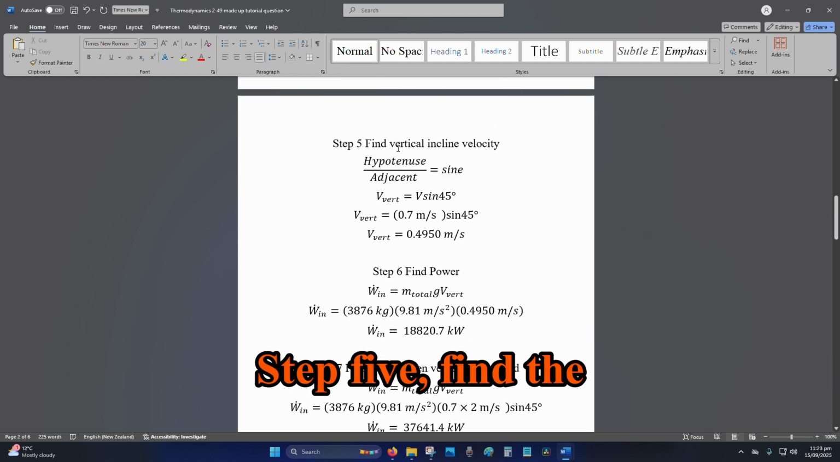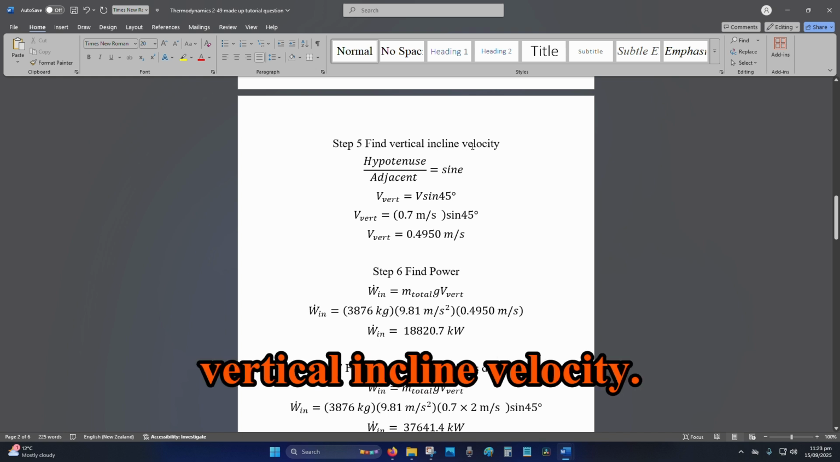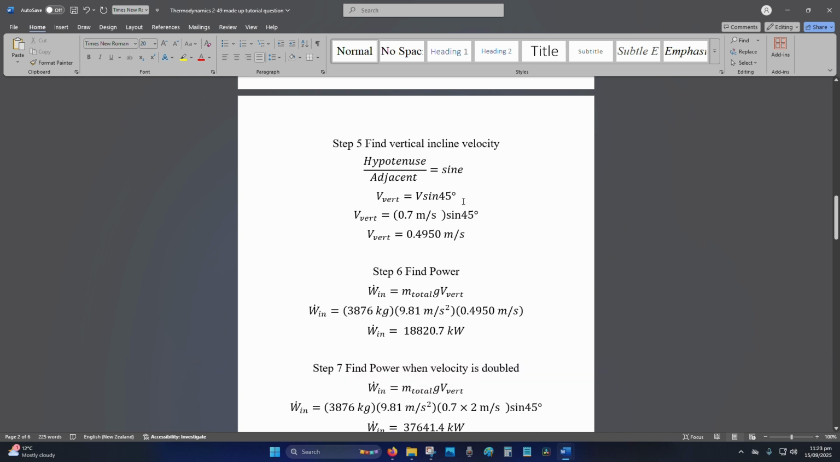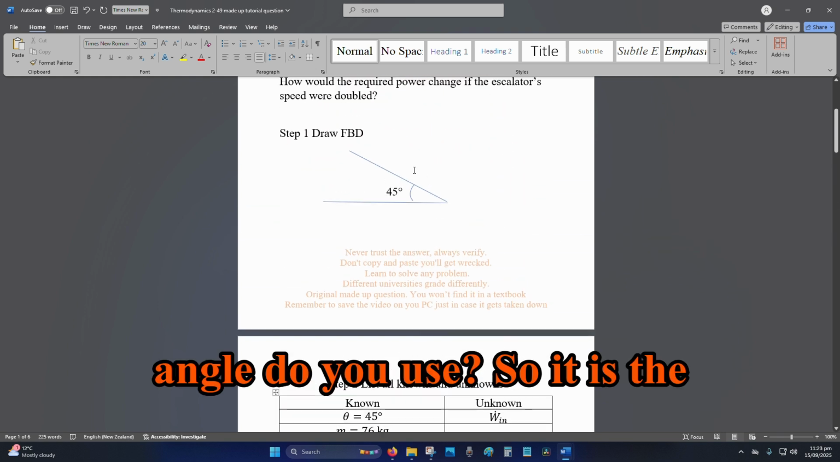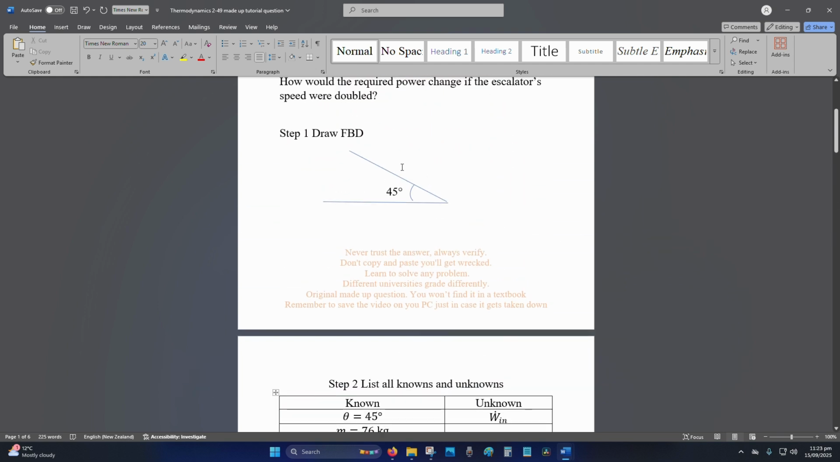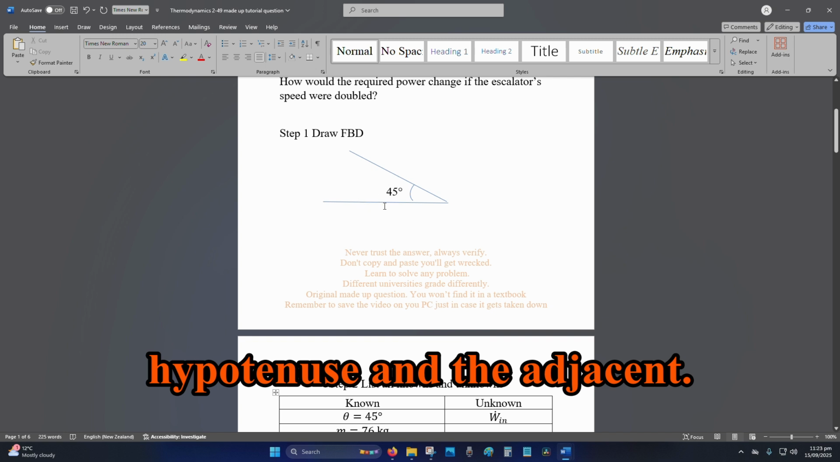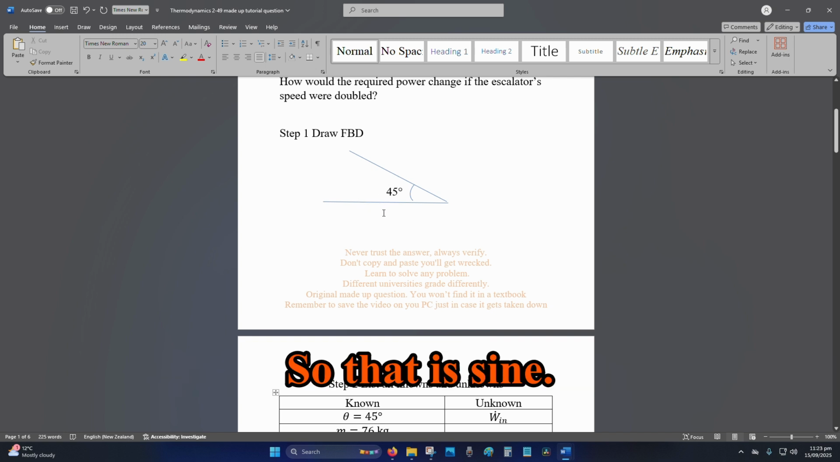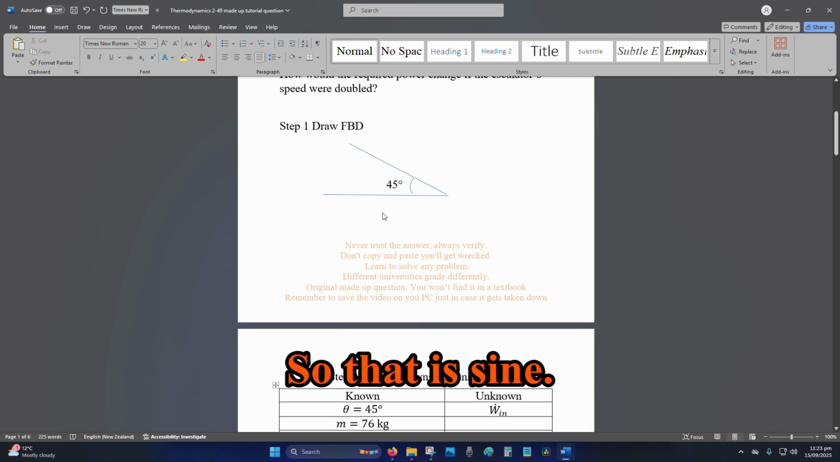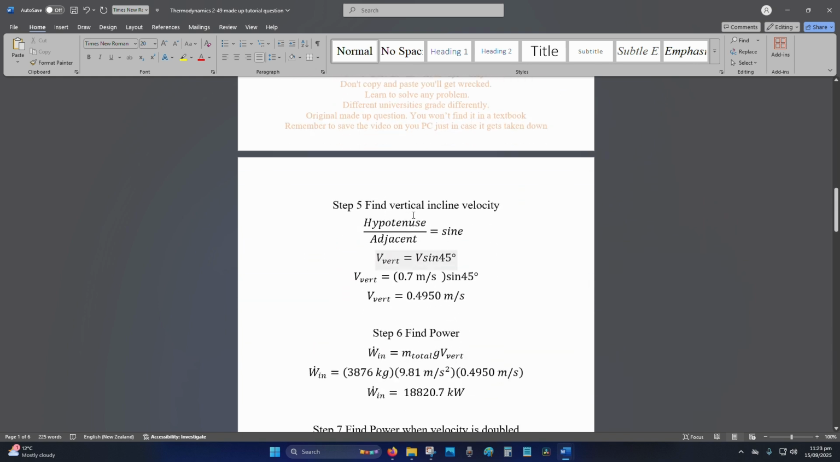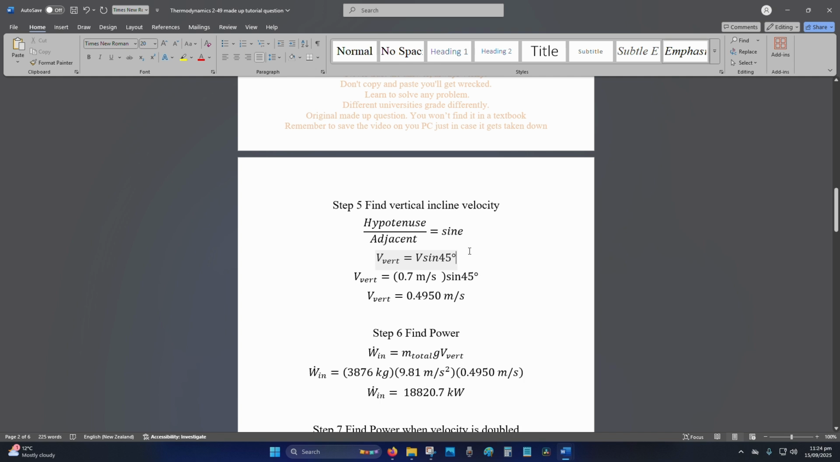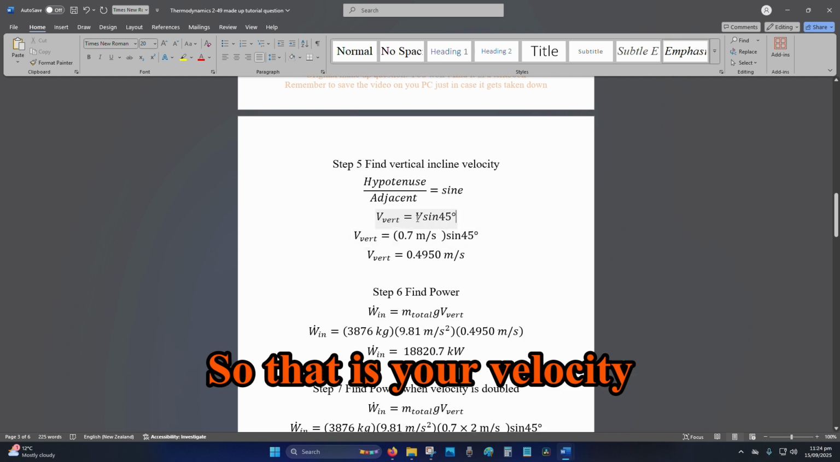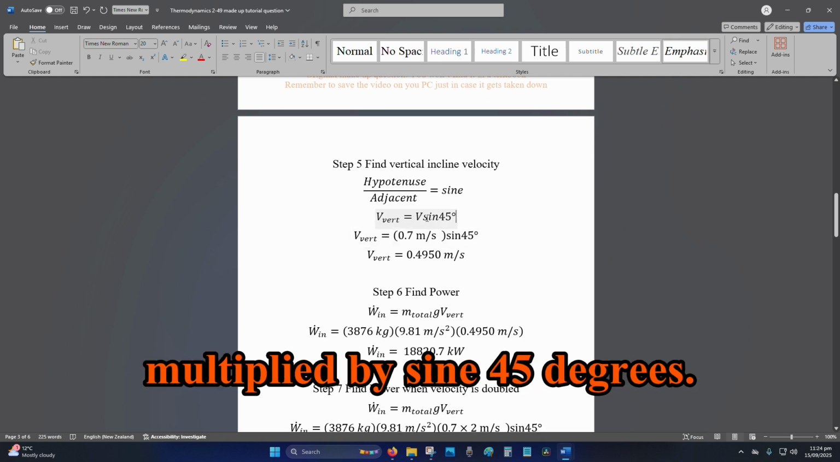Step 5, find the vertical incline velocity. So first of all, which angle do you use? So it is the hypotenuse and the adjacent. So that is sine. So hypotenuse divided by adjacent is your sine. So that is your velocity multiplied by sine 45 degrees.